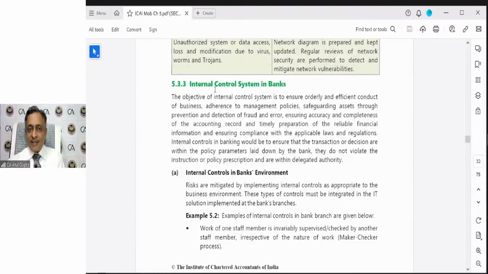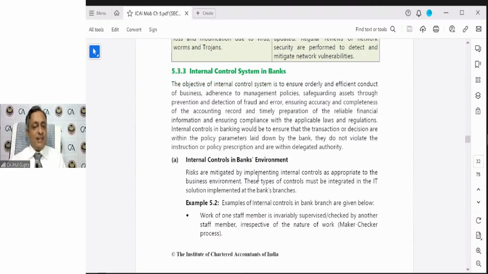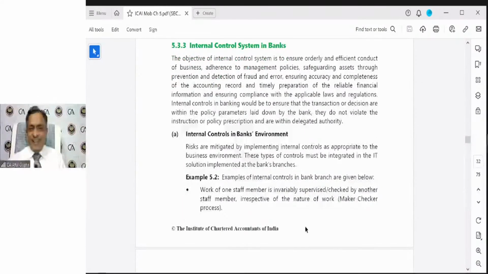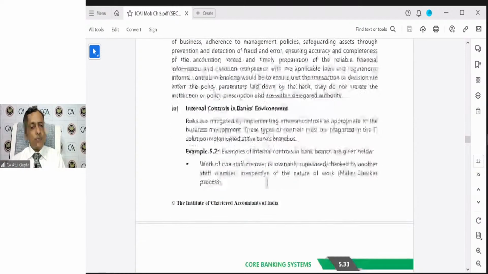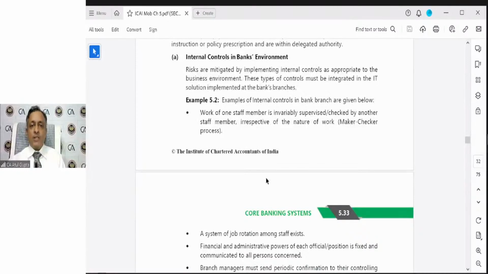If the topic heading is internal control system in bank, how do you reduce the risk by having controls? Then I'll not be reading the example. Maker, checker, you can all run through this. Risks are mitigated by implementing internal controls as appropriate to business environment. Okay, let us read this. I'll be asking a question to you.